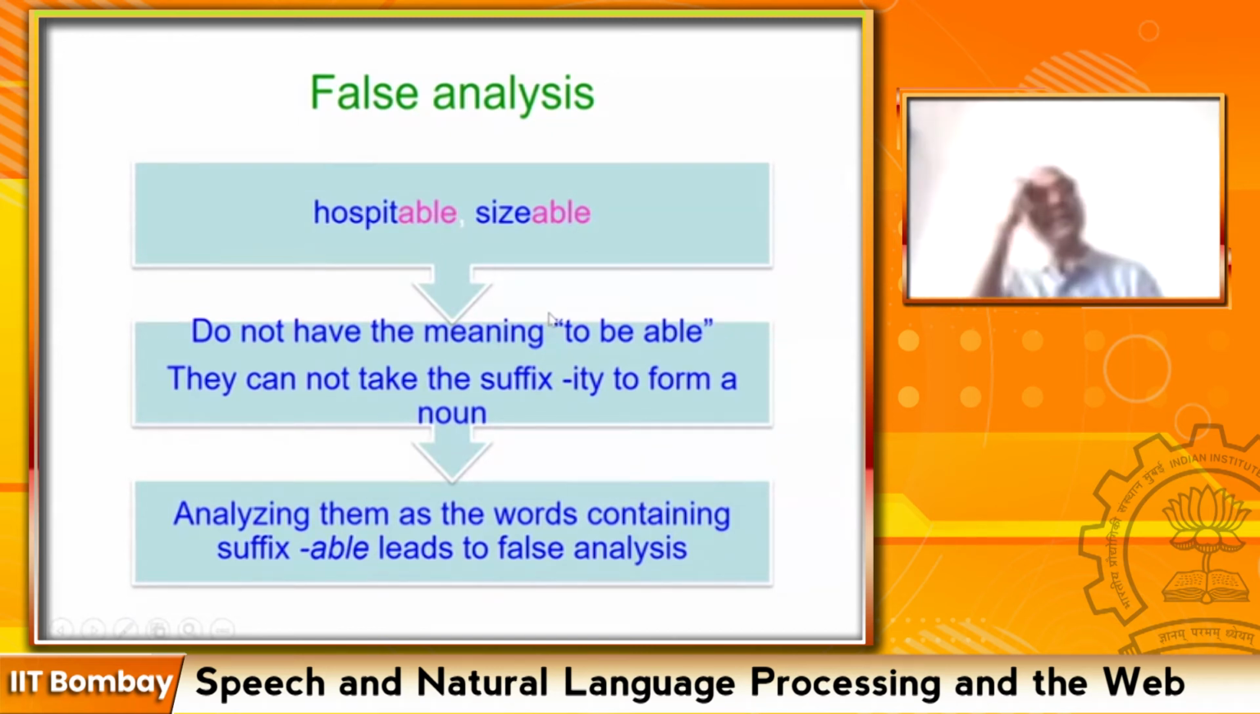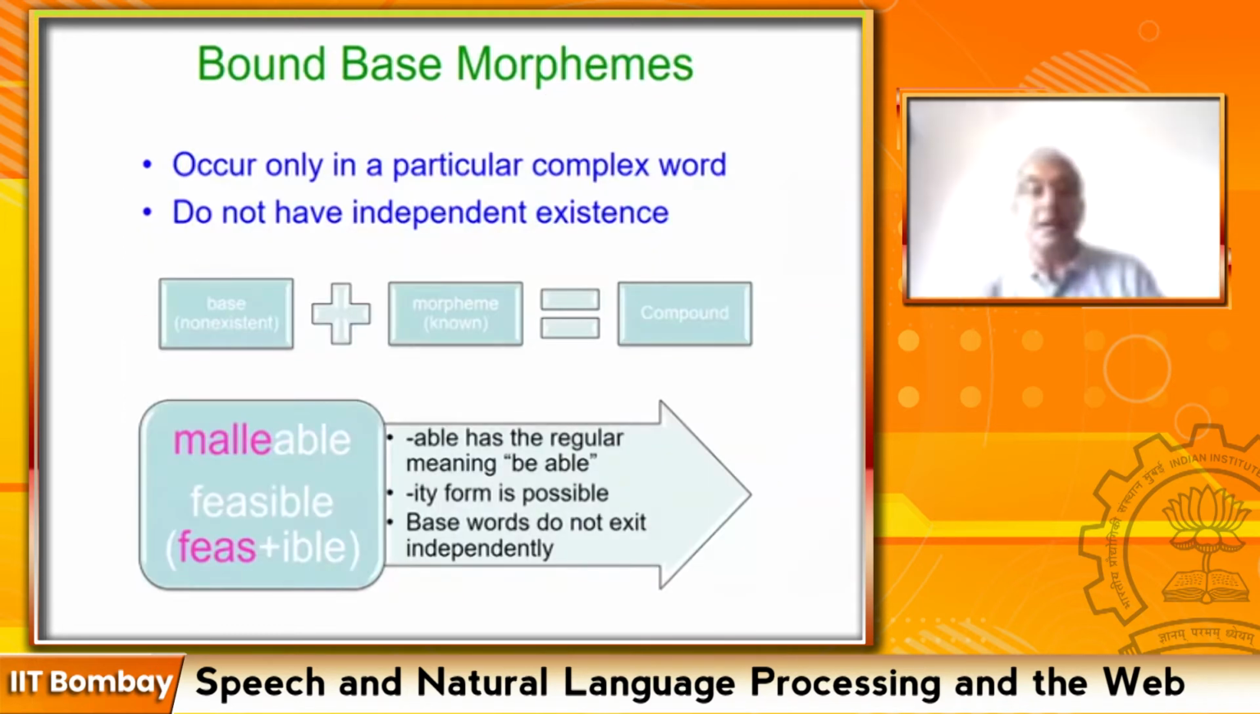So the point I'm trying to make through these examples is that sometimes you may overgeneralize. You may think that "ity" can be added to any adjective, and then you can create a noun out of it. But that is not the case. The morphological analysis has to be careful about such false operations. Similarly, bound morphemes, that means the morphemes which cannot stand on their own, which are not free, their analysis can also lead to false conclusions.